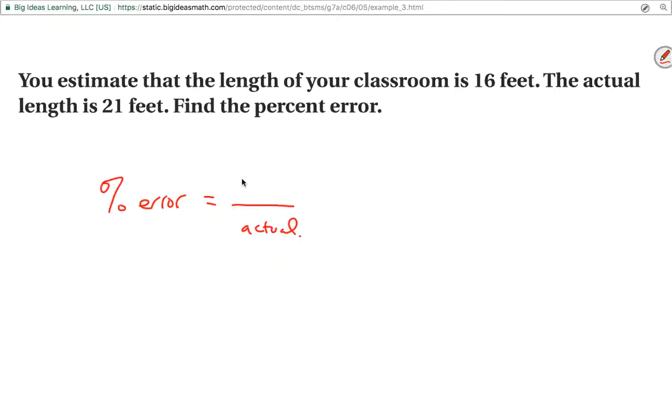Okay. And then we have the amount of error up here in the numerator. So what was the amount of error? Well, we know that we had the actual be 21, so that's there. So what was it that we guessed? We got 16. Well, if you do a difference of 21 and 16, that's going to give you 5.